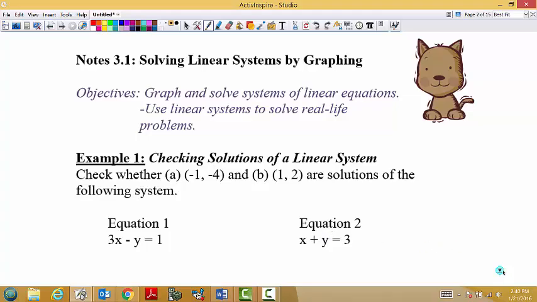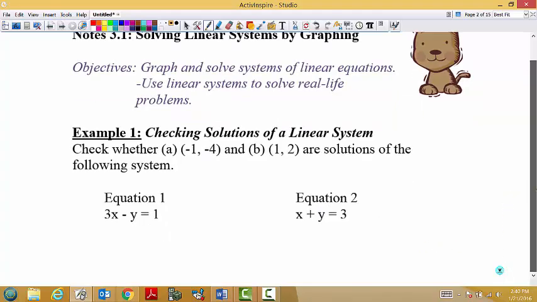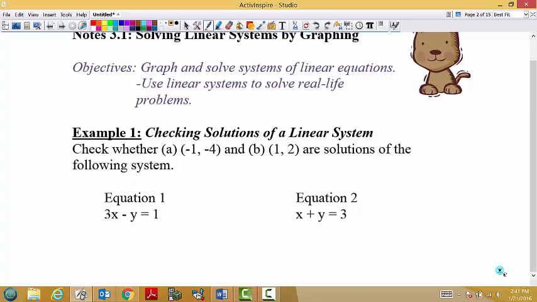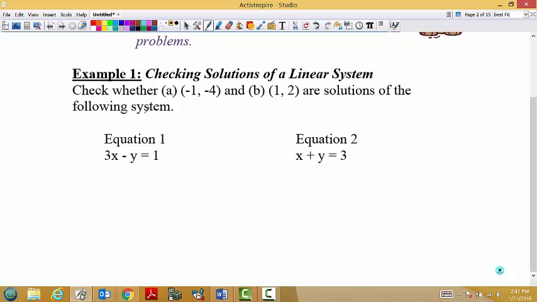The first thing we're going to look at is systems of equations. Now, a system is where you have two equations. It's essentially two lines, and you want to know where they cross. So we want to know if something is a solution to the system. For it to be a solution to the system, it needs to work in both equations.